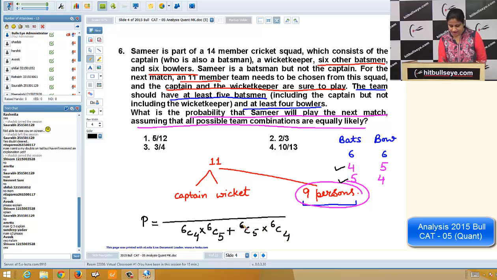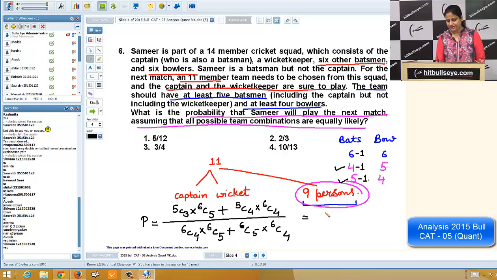Are you getting me? I'm writing the total number of cases where everyone is equally likely to play. Now coming to the numerator part, where we are considering that Sameer is in the team. Sameer, we are choosing him. If we are choosing Sameer and Sameer was a batsman, then in both these cases we are left with only 3 batsmen or 4 batsmen. So how can we write the numerator? It can be 5C3 into 6C5 plus 5C4 into 6C4.